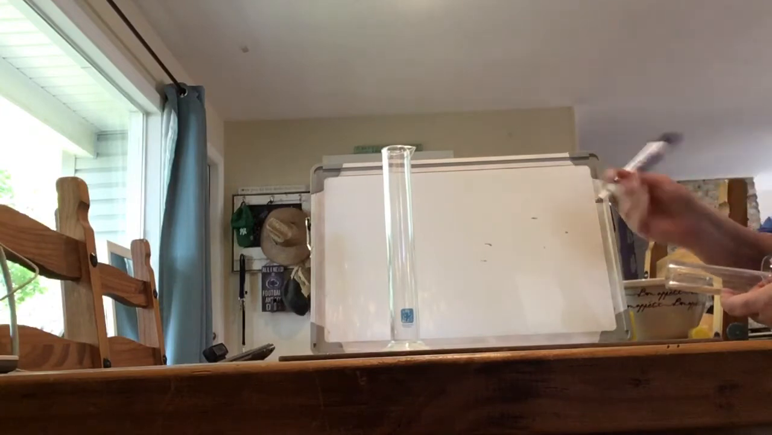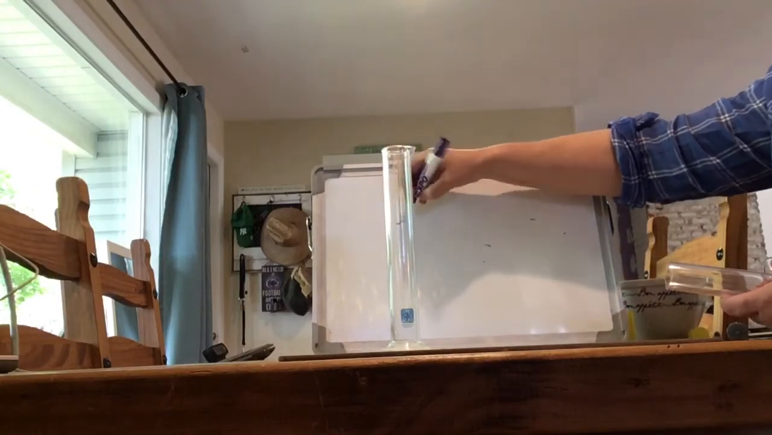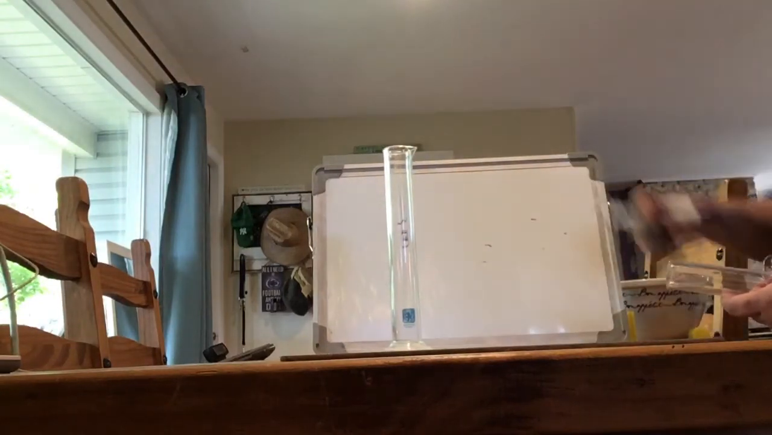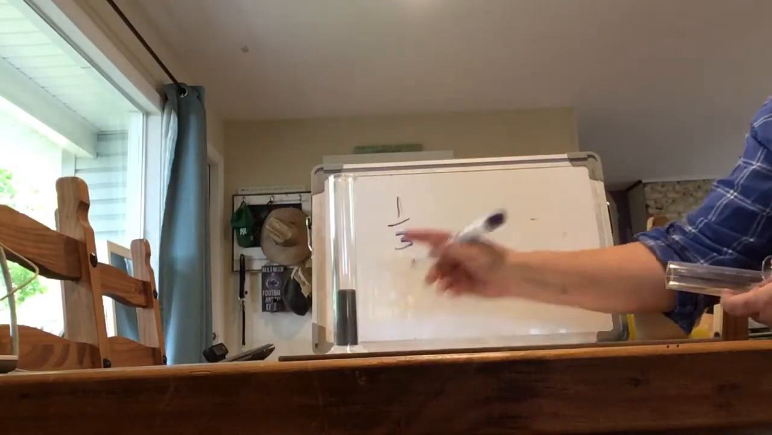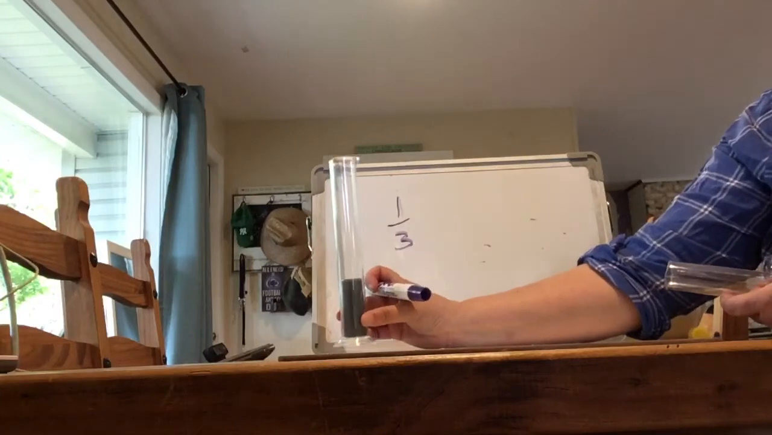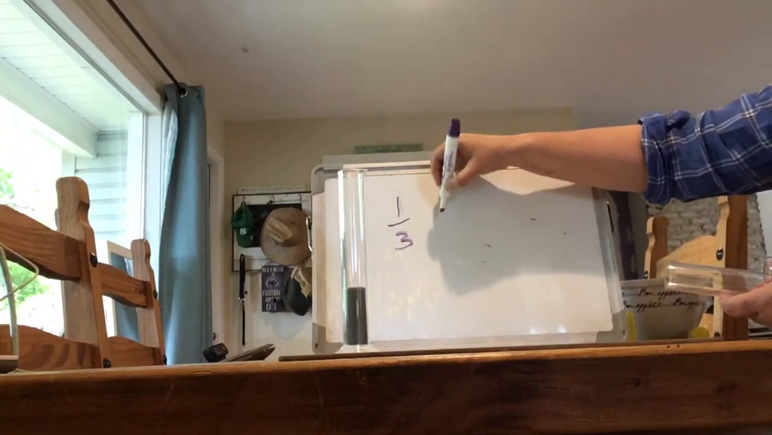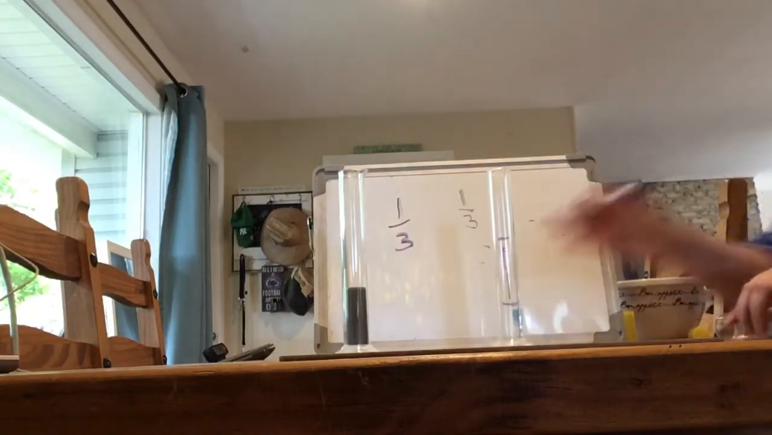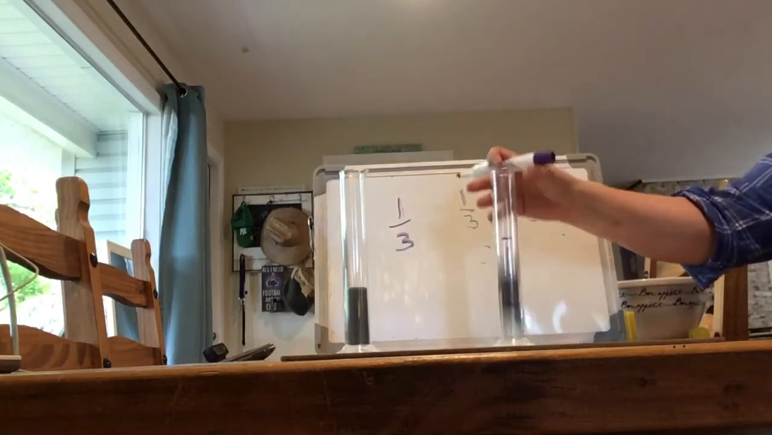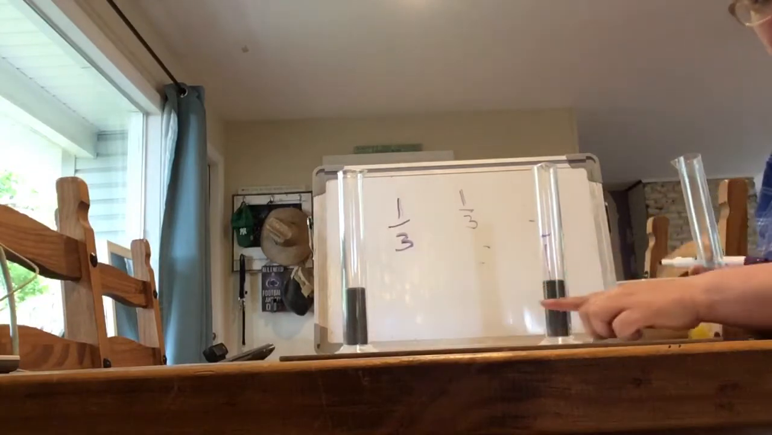So let's start off with thirds. If I had 1/3 in this beaker, do you see 1/3? This represents one of the 3 parts that could be in this beaker. And I have another third in this beaker. So I have 1/3 and 1/3.